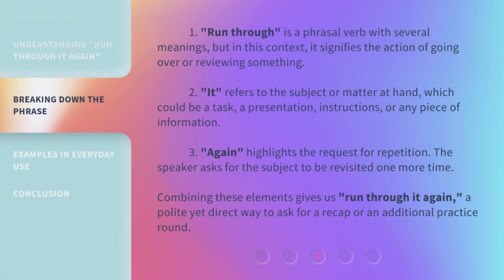1. "Run through" is a phrasal verb with several meanings, but in this context, it signifies the action of going over or reviewing something. 2. "It" refers to the subject or matter at hand, which could be a task, a presentation, instructions, or any piece of information. 3. "Again" highlights the request for repetition. The speaker asks for the subject to be revisited one more time. Combining these elements gives us "run through it again," a polite yet direct way to ask for a recap or an additional practice round.